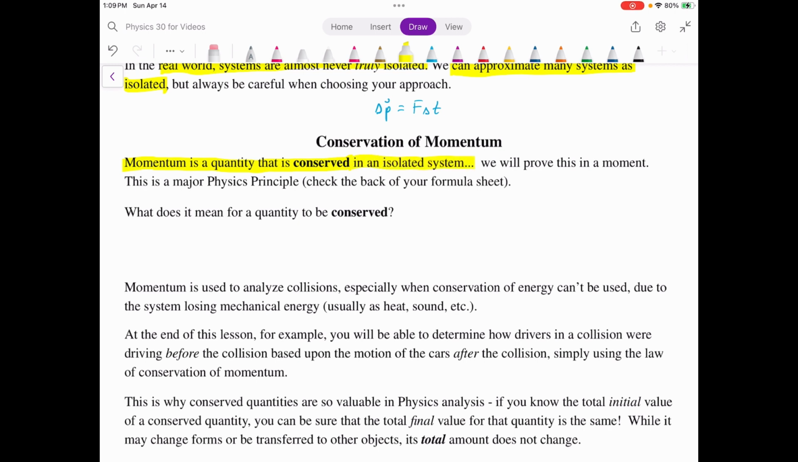Now, you don't have to take my word for that. We're going to prove, using stuff that we already know, that momentum kind of has to always be conserved in an isolated system, okay? But before we do that, let's just talk about what it means for a quantity to be conserved. By the way, new physics principle alert. This is one of the major physics principles. This is one of those fundamental ideas, one of the rules of the universe, okay, that is a law that we never see broken. It's the law of conservation of momentum. We have never observed momentum to not be conserved, okay?